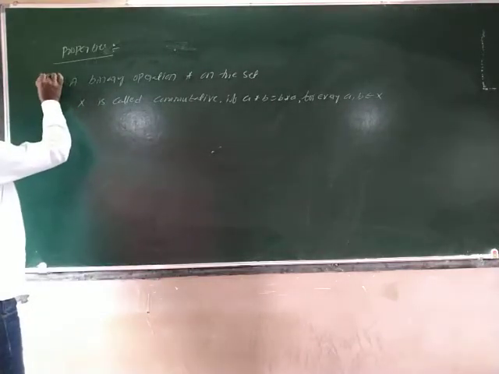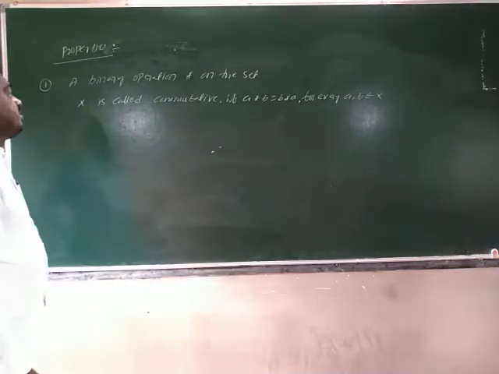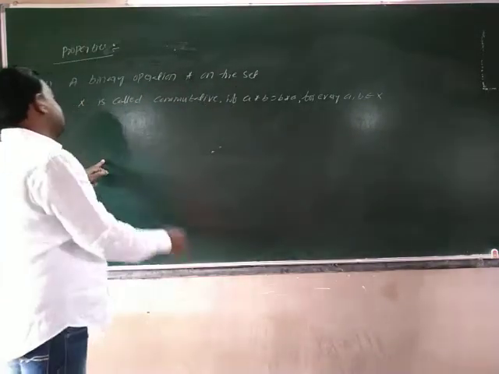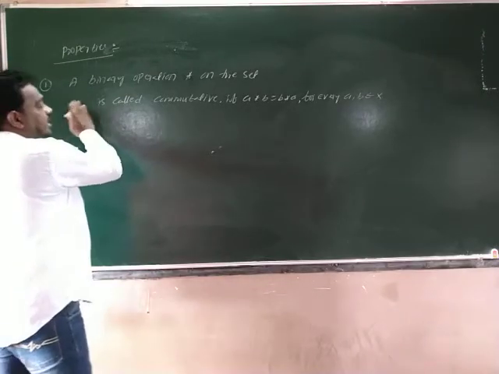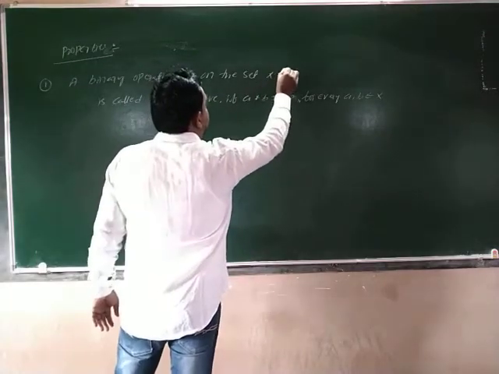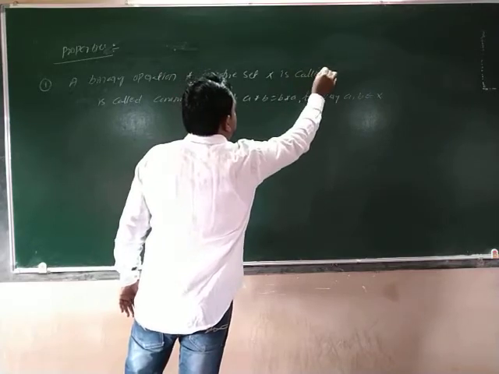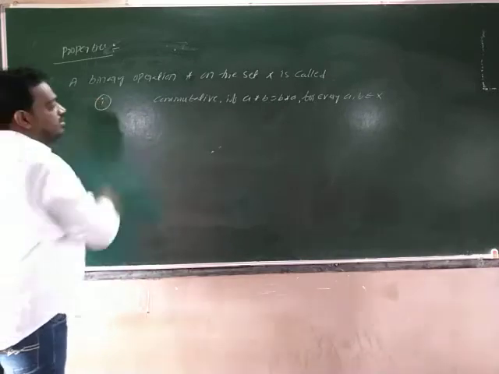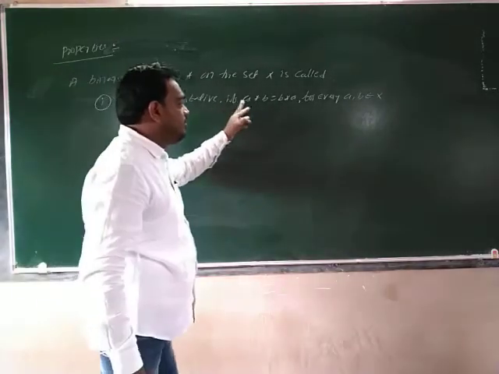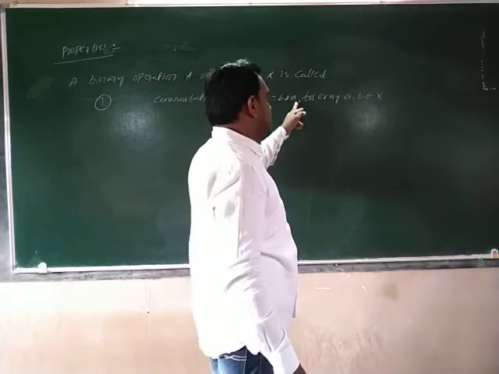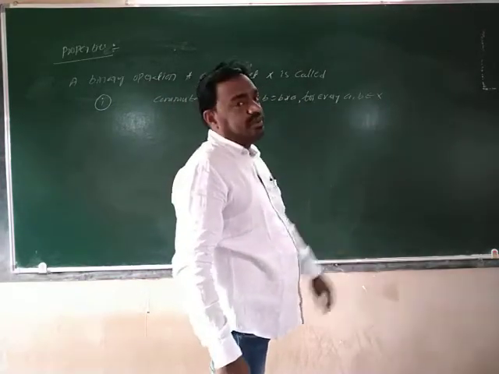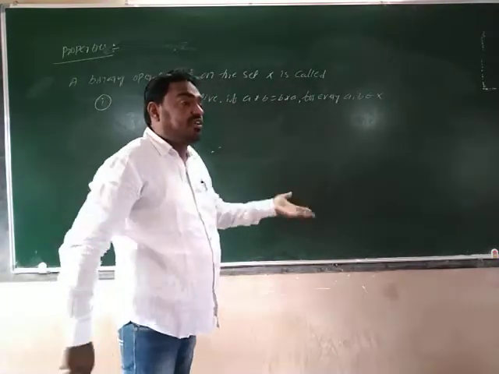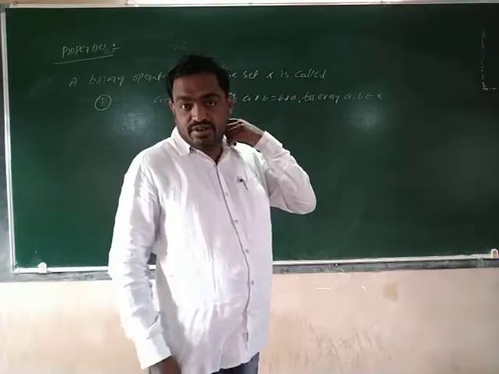What is the commutative property? A binary operation star on the set X is called commutative if A star B is equal to B star A for every A comma B belongs to X. Very simple. Which binary operations are commutative?